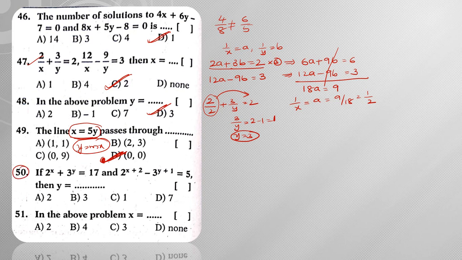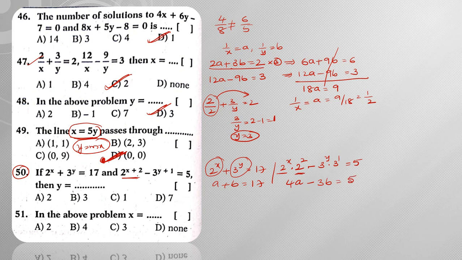Next, this is one type of question. What he has given is 2 power x plus 3 power y is equal to 17, and 2 power x plus 2 minus 3 power y plus 1 is equal to 5. So how can we write a power m plus n? a power m plus n can be written as a power m into a power n. Likewise I can write it as 3 power y into 3 power 1, which is equal to 5, right? Suppose I consider 2 power x as a and 3 power y as b, from this I can write a plus b is equal to 17. Now 2 square is nothing but 4 times a, because 2 power x is considered as a, so 4a minus 3b is equal to 5.